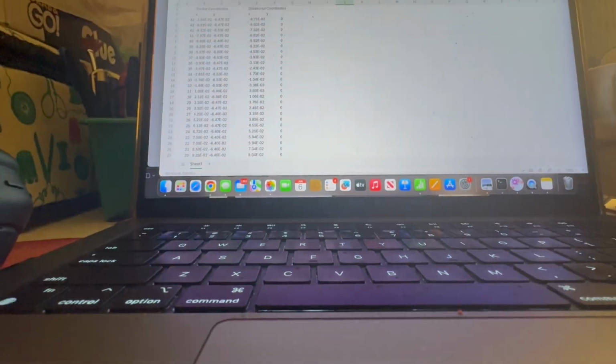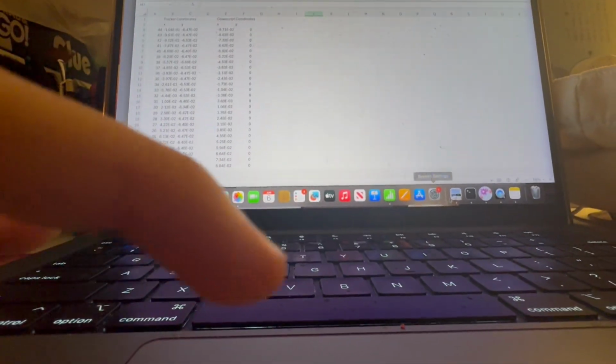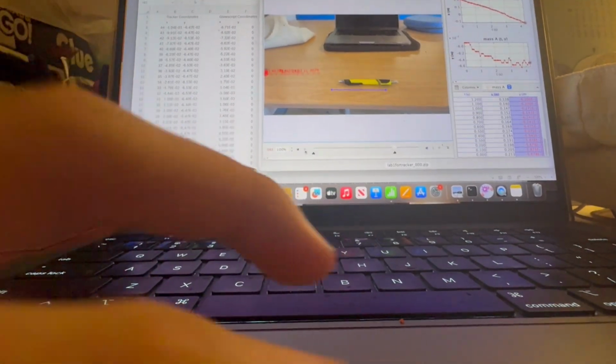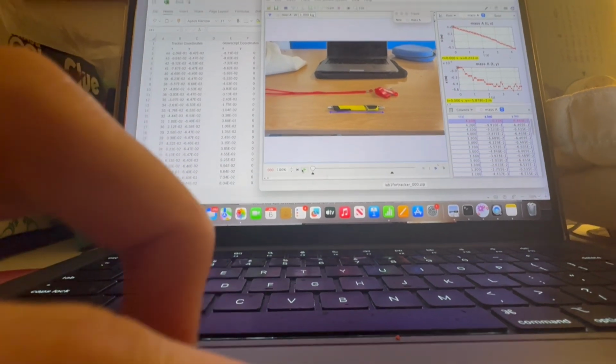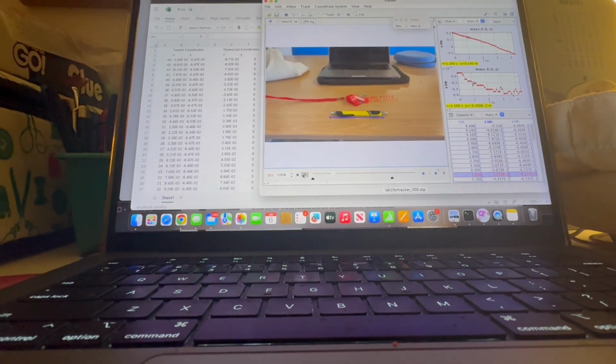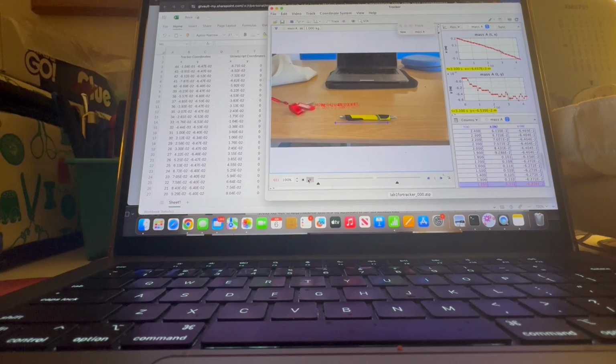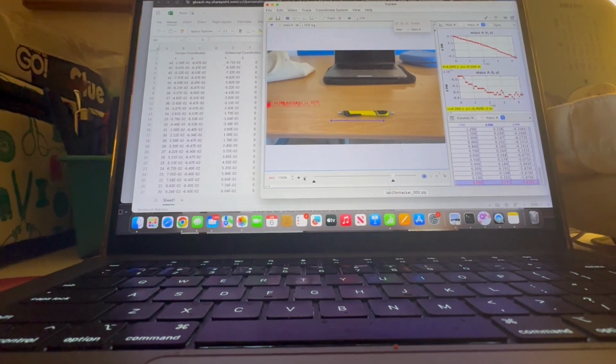Yes. So that is the entirety of my lab for the Tracker. Oh, hold on, let me show you the video. So that is how it gets tracked. Thank you. This has been my lab report.